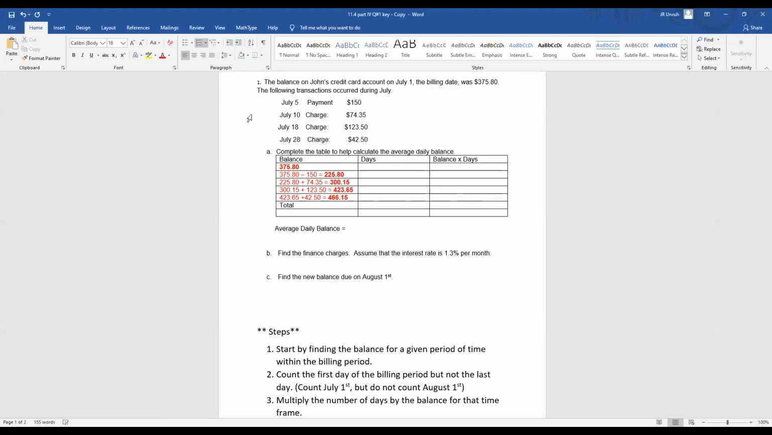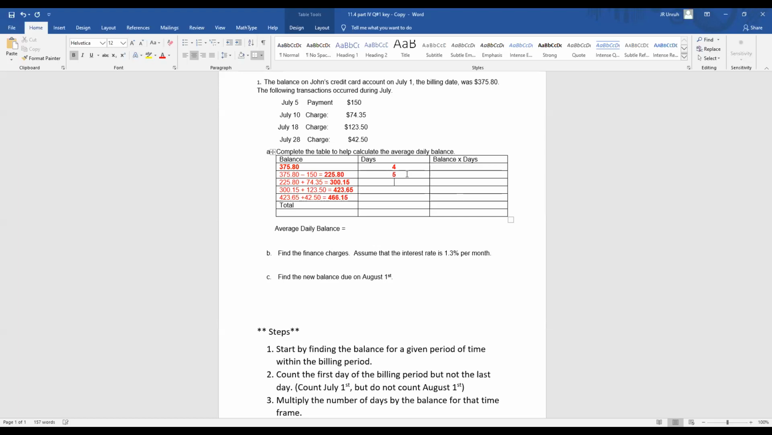Okay. And so we need to go back here. Let's go back up to our table of values. Okay. And the number of days that the balance was at $375.80 was, again, we're going to start with July 1st. So that's July 1st, 2nd, 3rd, and 4th. So 4 days. We're going to come down here to the 225.80. So that payment that brought the balance down by $150 on July 5th. So we're going to count the 5th, 6th, 7th, 8th, and 9th, which is 5 days.